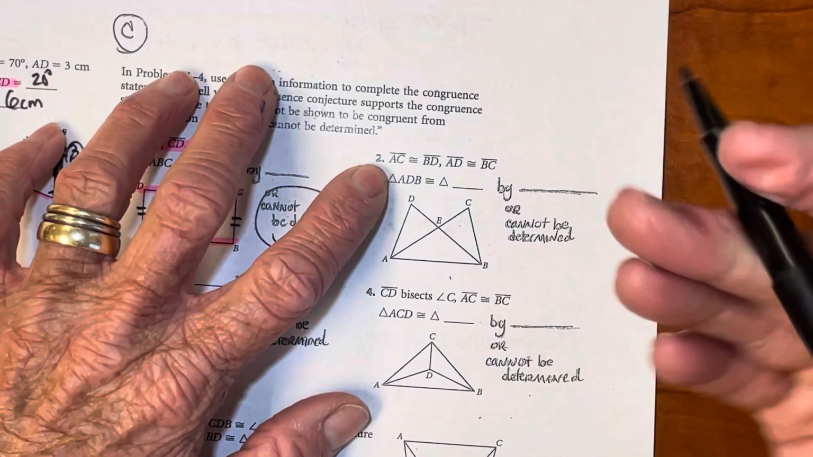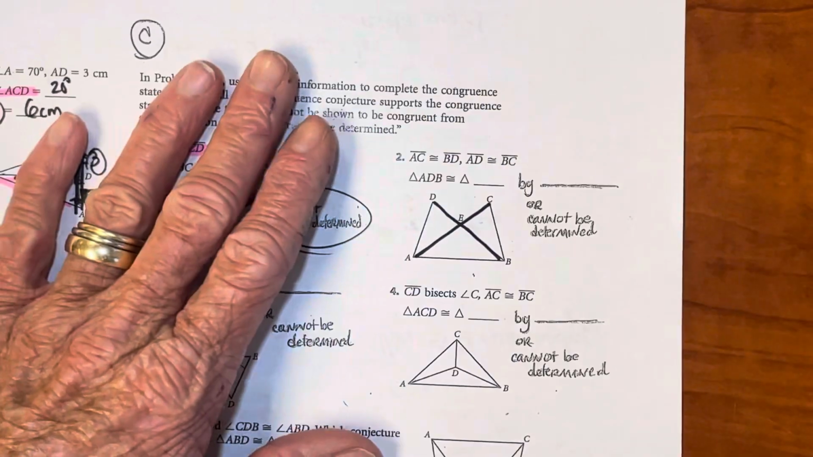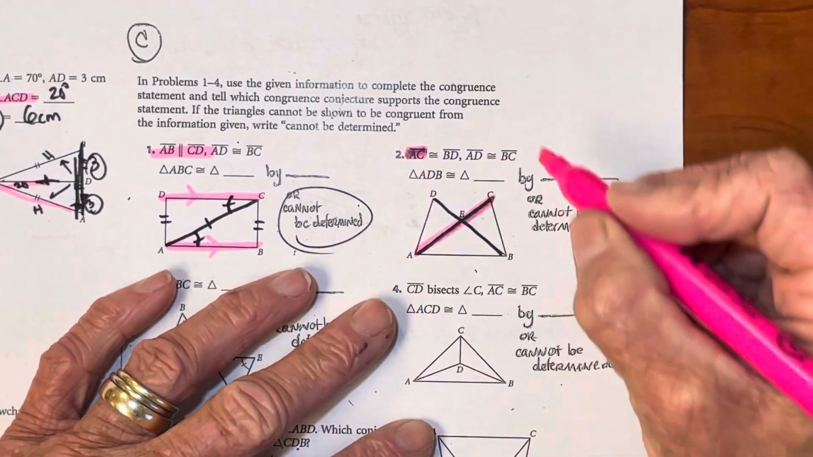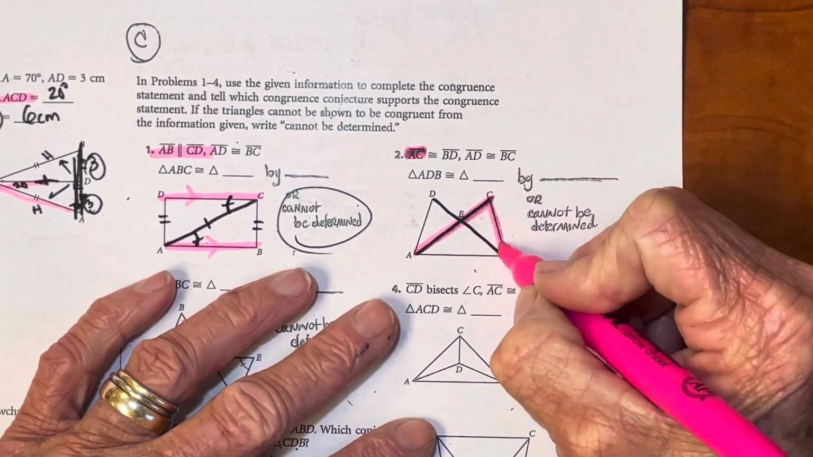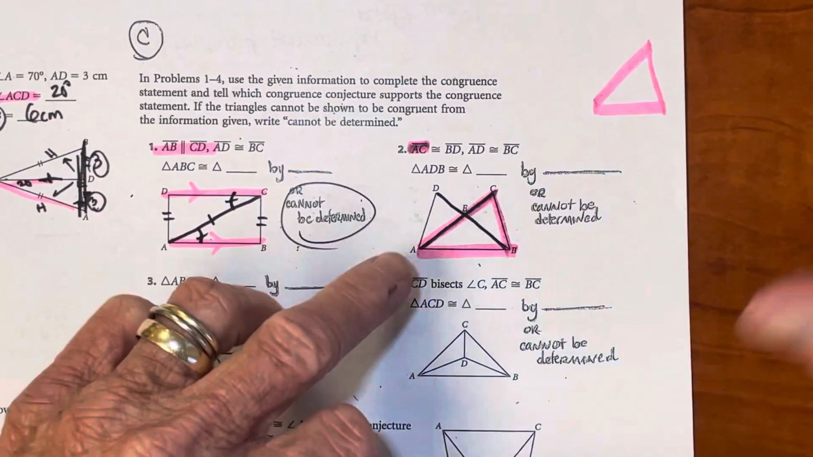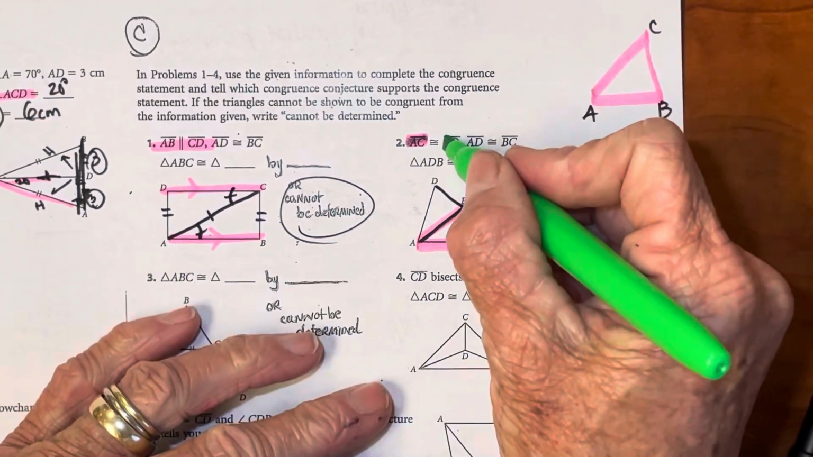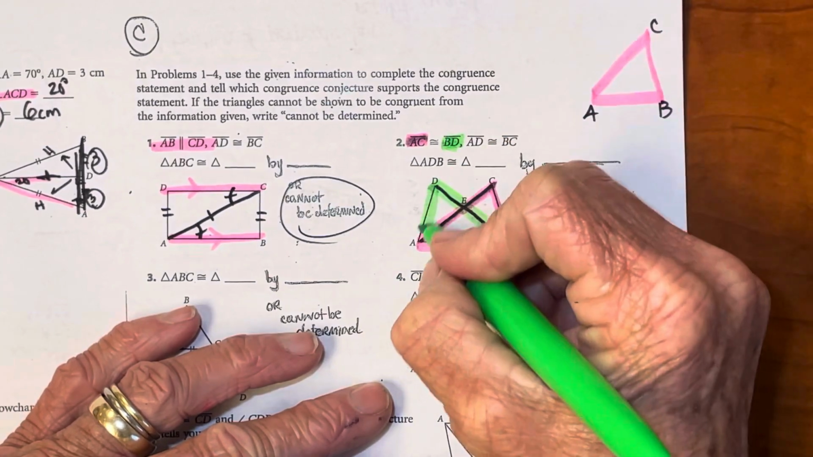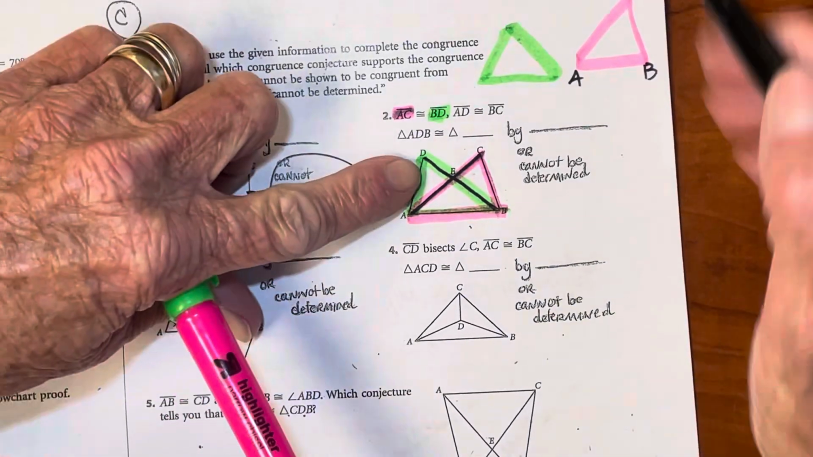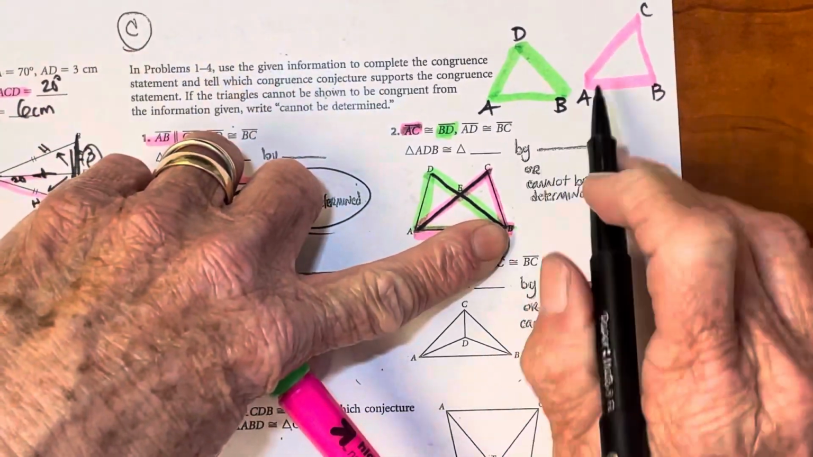In number 2, when I try to mark AC congruent to BD, I can't do it. So I'm going to do this. AC is my pink side, and it's part of this triangle. I'm going to draw that triangle up here separate. So it goes A, B, and C. And then BD is part of this triangle there, and I'll draw it here. And again, label those parts. So this is D, A, and B. And I'll label these triangles.